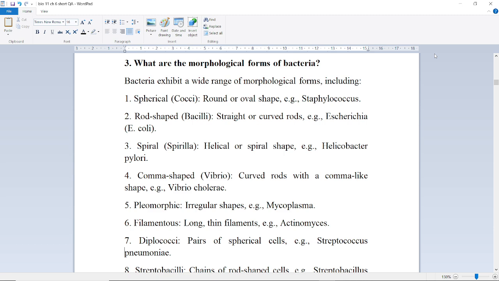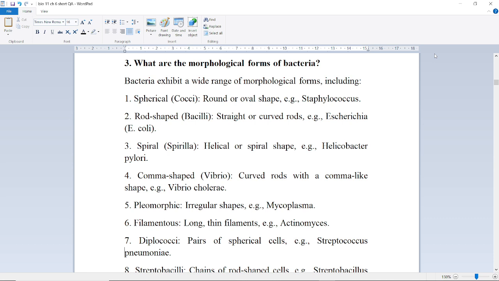Answer is, bacteria exhibit a wide range of morphological forms including spherical, cocci, round or oval shape, for example Staphylococcus. Next are rod-shaped, which are called bacilli. These are straight or curved rods, for example Escherichia coli. Next is spiral, spirilla, helical or spiral in shape, for example Helicobacter pylori. Next are comma-shaped Vibrio, curved rods with a comma-like shape, for example Vibrio cholerae.